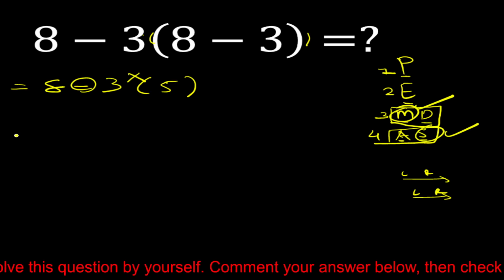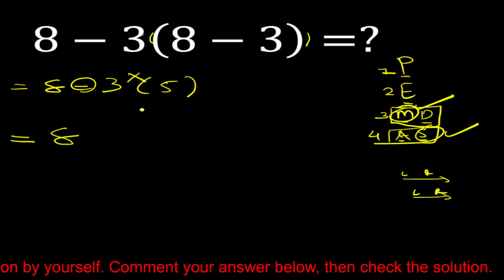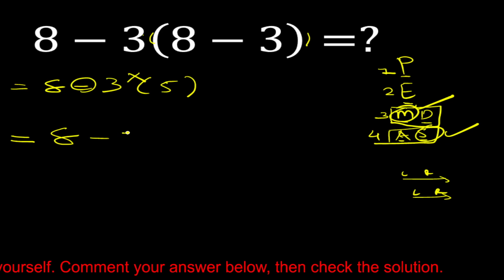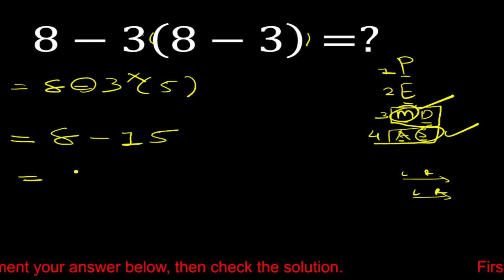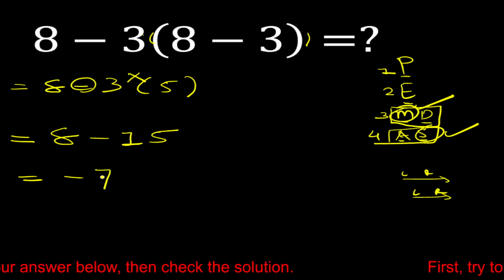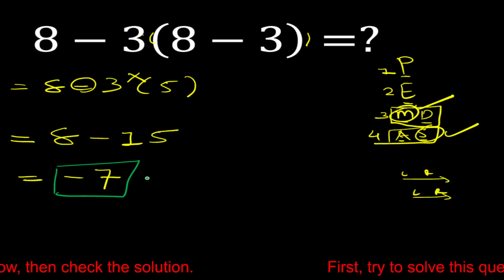Okay, so 8 now minus 3 multiply 5 is equal to minus 15. So now 8 minus 15 is equal to minus 7. Okay, so the correct answer is minus 7.